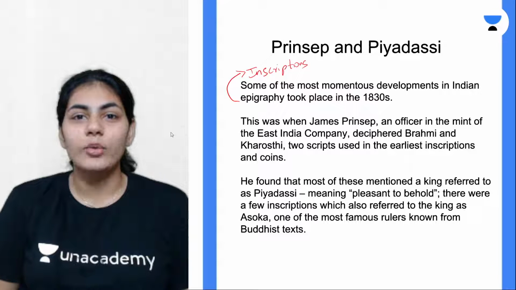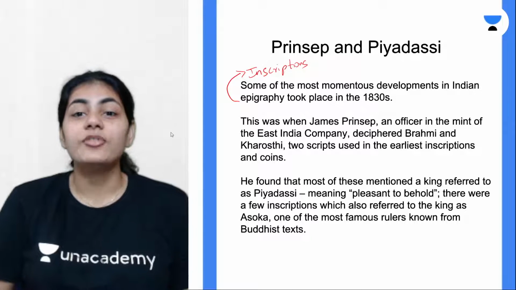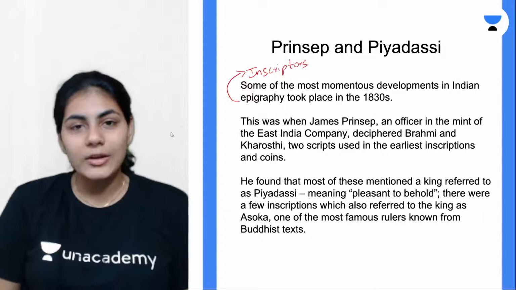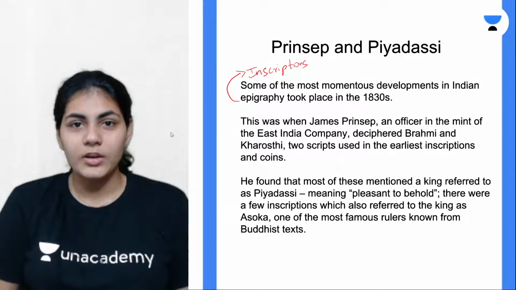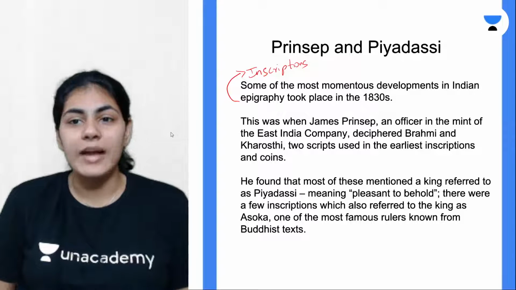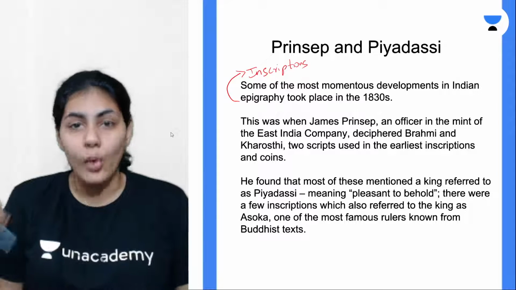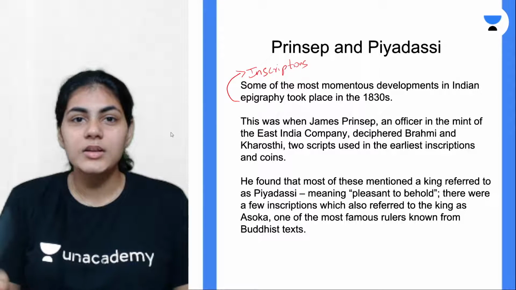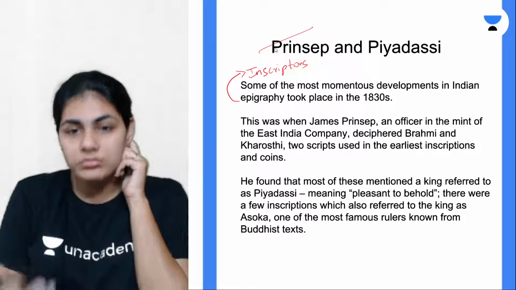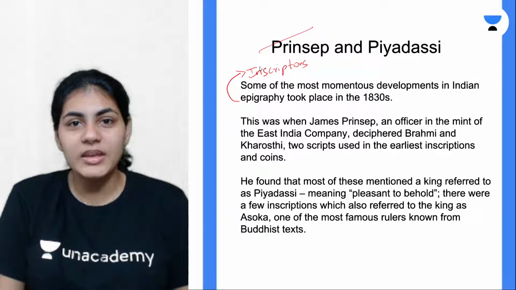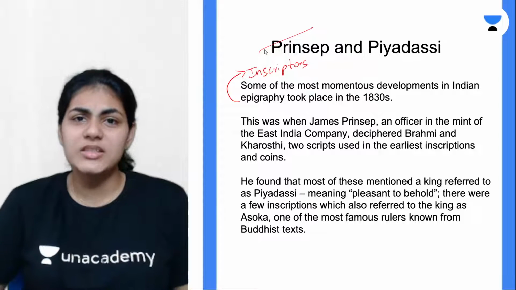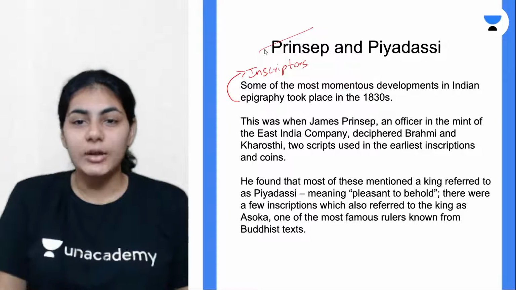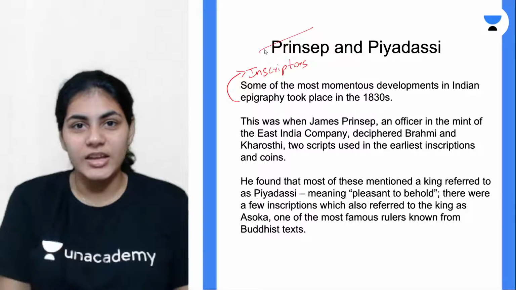So within Indian epigraphy, some of the most momentous developments have taken place in the 1830s. Before that also, some inscriptions were studied, but not too successfully. But once in the 1830s, 1840s, there was so much development happening in Indian epigraphy, and all of this credit can be given to one person, who is James Princip. Yeah, so that's why we have the title as Princip. Princip is nothing but James Princip, who basically discovered the Brahmi and Kharoshthi scripts. Just hold on. We'll look at what scripts, languages, and all of these different technical terms are. But Brahmi and Kharoshthi are two very important scripts in India in the ancient times, right?